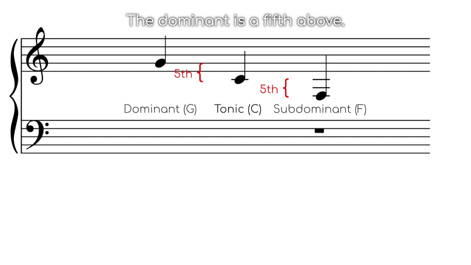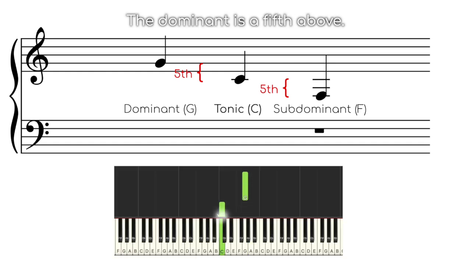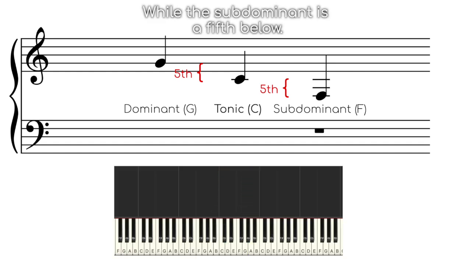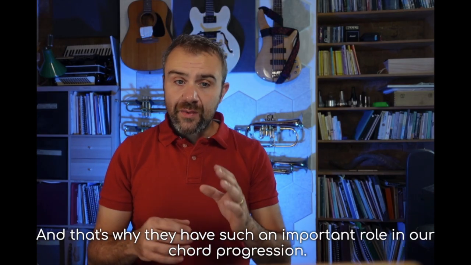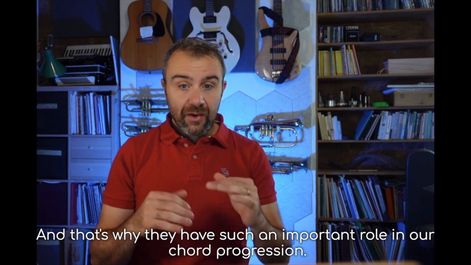The dominant is a fifth above, while the subdominant is a fifth below. For some reason, this interval of a fifth has a strong sense of resolution to our ears, and that's why they have such an important role in our chord progressions.